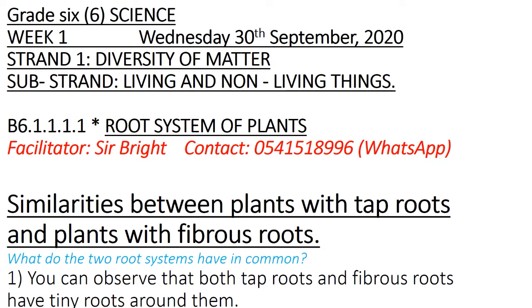Good. So as you ponder over that question, let's look at the similarities between plants with tap roots and plants with fibrous roots. What are the similarities? What are the things that are common among them? One, you can observe that both tap roots and fibrous roots have tiny roots around them. I hope you agree with me. Good.